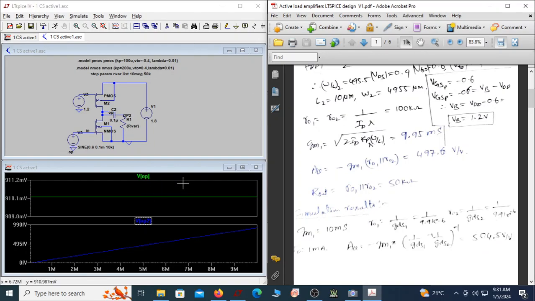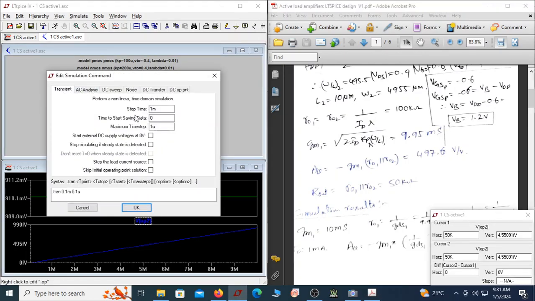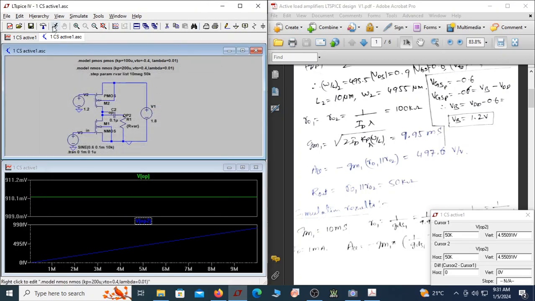Let us verify the same thing over here. What I'll do is a transient analysis, and this is the timing, so that I can see 10 cycles. Why 10 cycles is because I have kept a frequency of 10 kilohertz, and let me run this now.